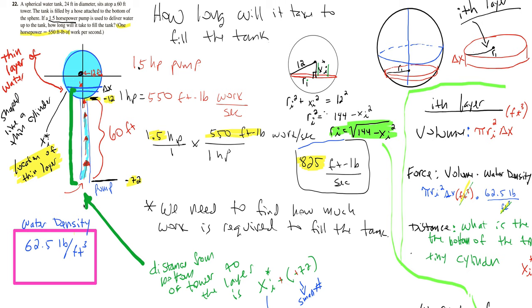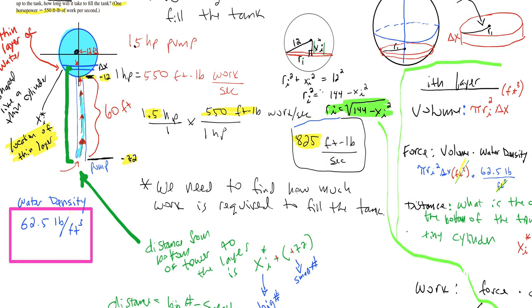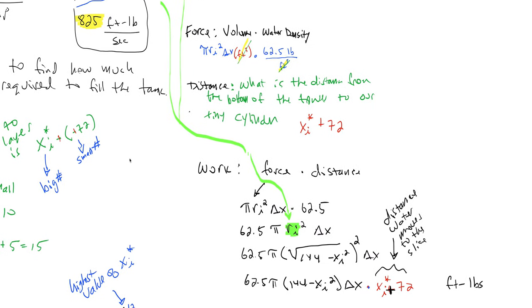So we kind of have the total movement of this water. There's like two x's. You have your regular, normal x, which is the distance from the bottom of your contraption to your sliver. This distance, when you have that work formula, work equals force times distance, is the distance to your slice from the bottom of the contraption.